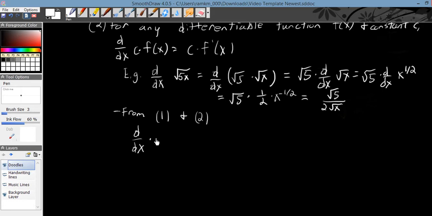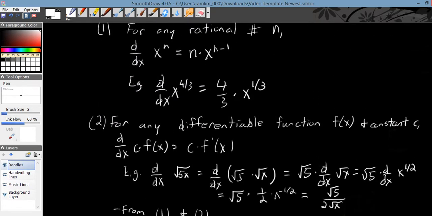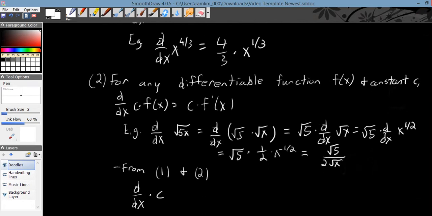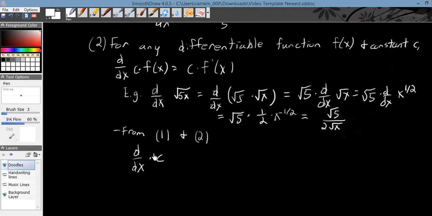So properties 1 and 2 give us enough information to find the derivative of a constant function, some number c. And remember, property 1 just says that for any rational number n, the derivative of x to the n is n times x to the n minus 1. The second property says the derivative of a constant times a differentiable function of x is that constant times the derivative with respect to x of that function. So how can we use that in finding the derivative of a constant function?